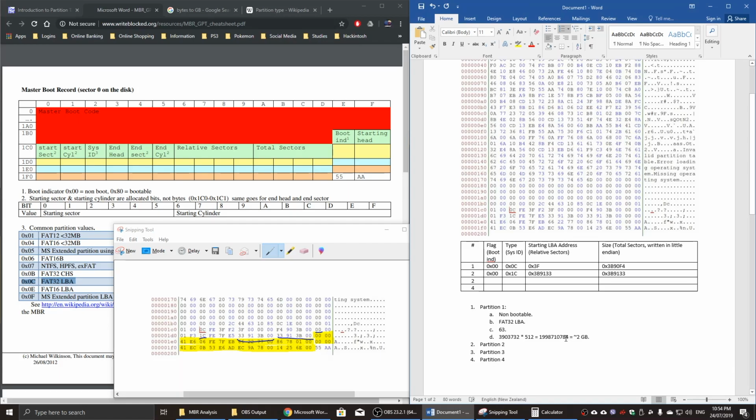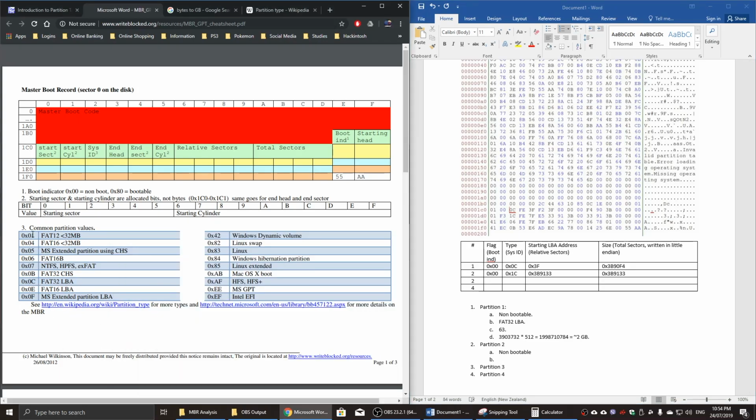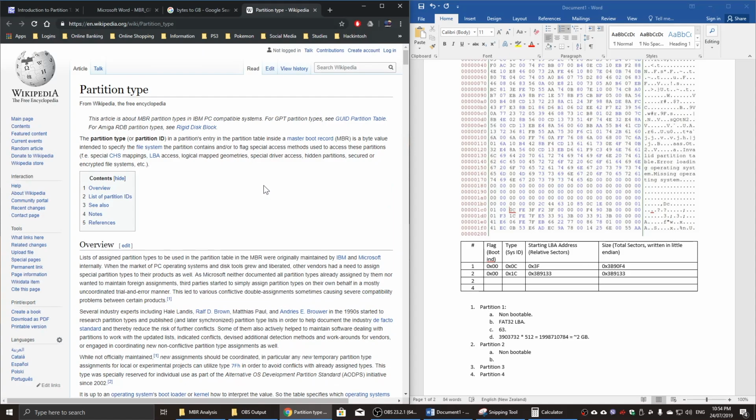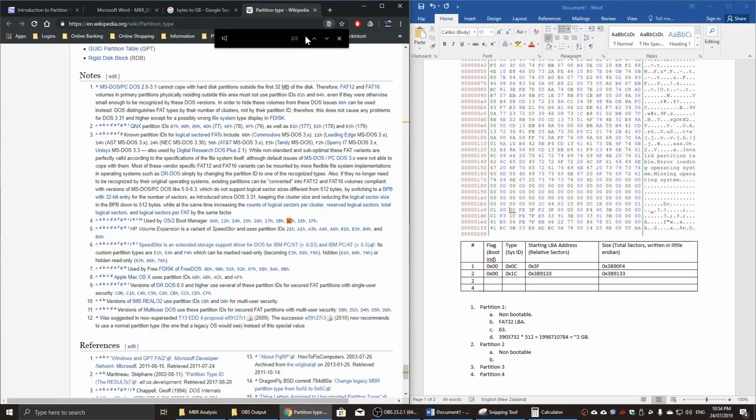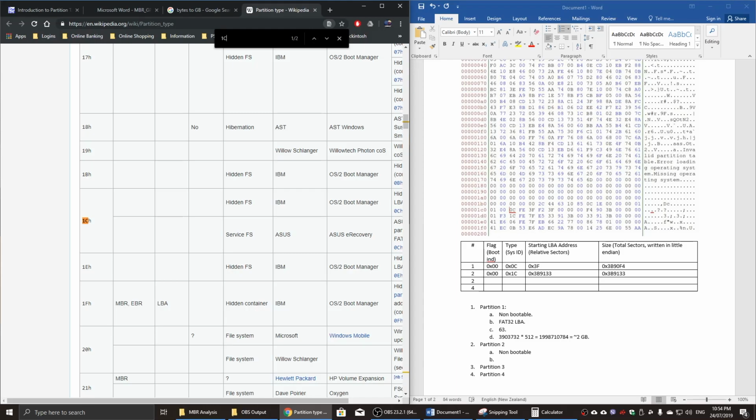So we know again that this is non-bootable. And what is 1C? 1C is not visible to us on this chart, and because of that reason I have more partition table types over here. So I'm just going to look for 1C and see what that is. There's 2 found. No, there's 1CH.